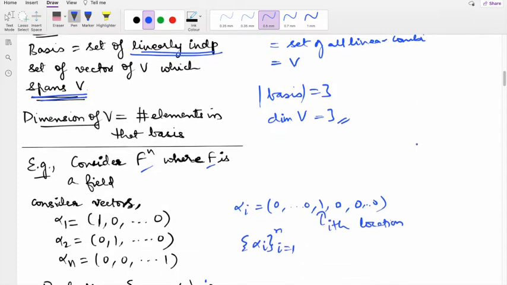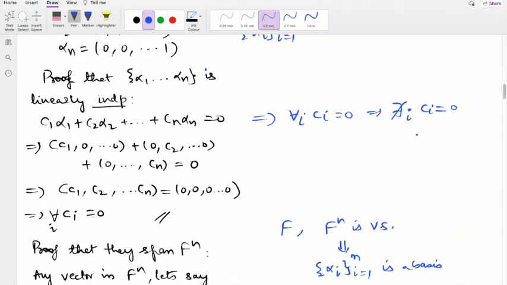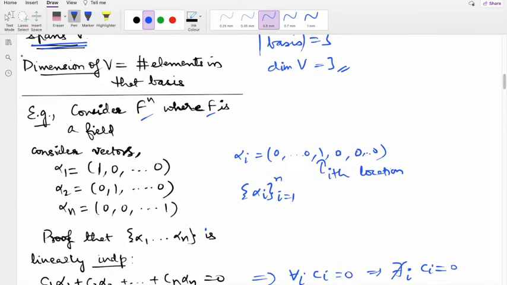I know how we define things like dimension, right? So in this case, for example, F^n, we saw that this is one basis, alpha_i, i equal to 1 to n. So the dimension of this particular vector space, dim F^n, will then be just n, right? Because I found a basis which has n elements in it.